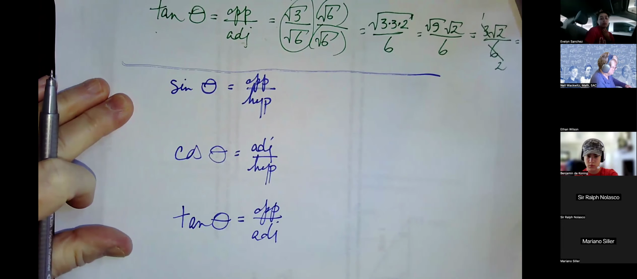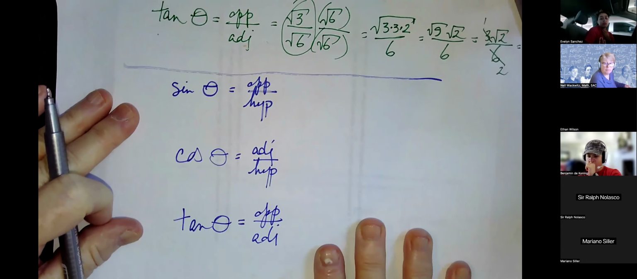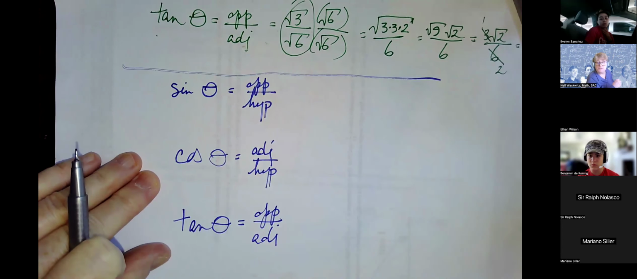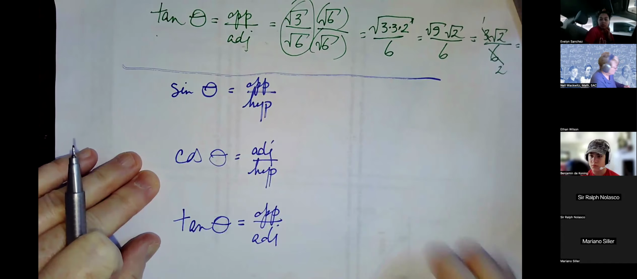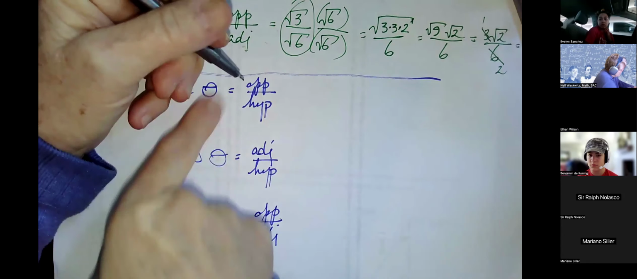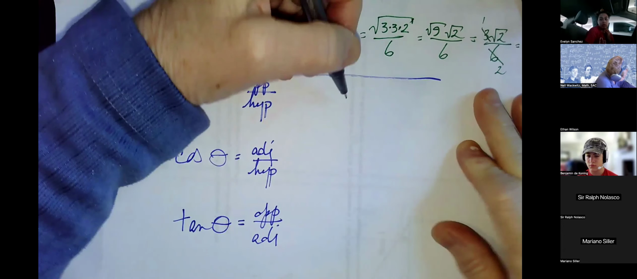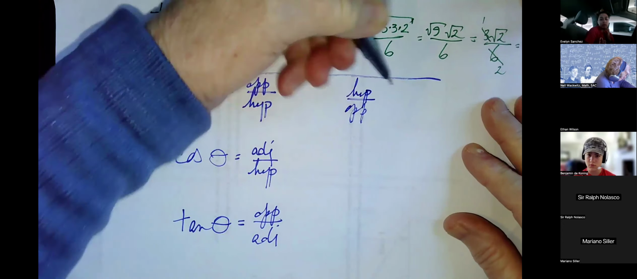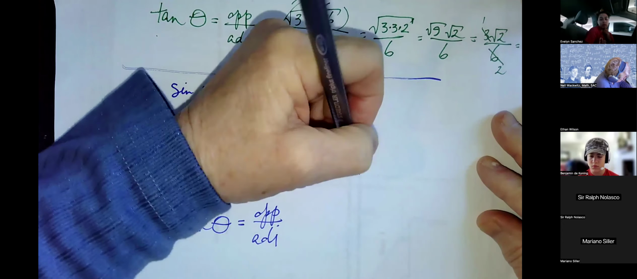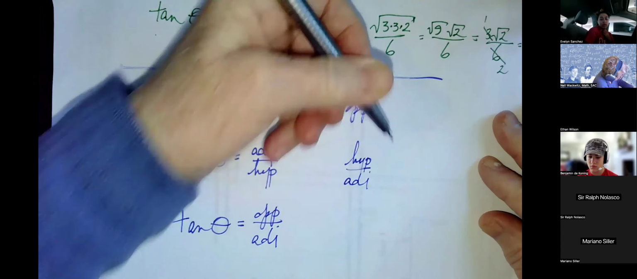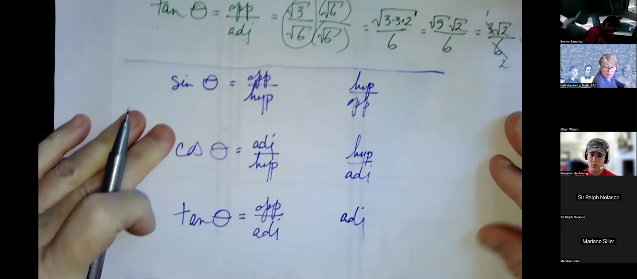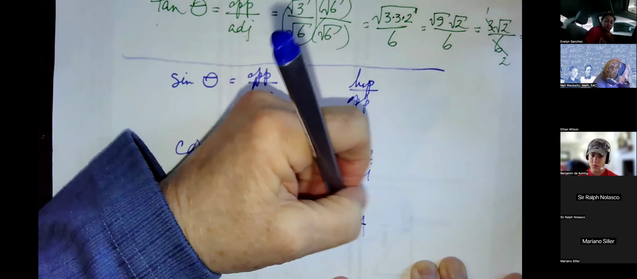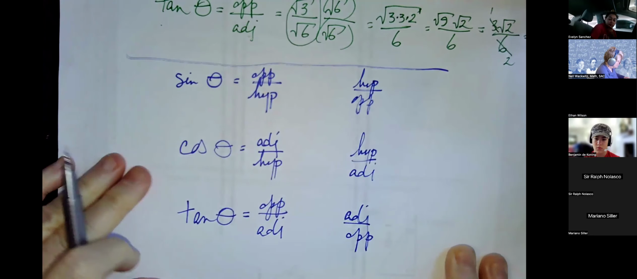And if you think of a triangle, we are only halfway to all the possible ways we could take the sides and divide them. The other ways are the reciprocals of these. So we could have hypotenuse divided by opposite. We could have hypotenuse divided by adjacent, or we could have adjacent divided by opposite. Good. Thanks, Ben.